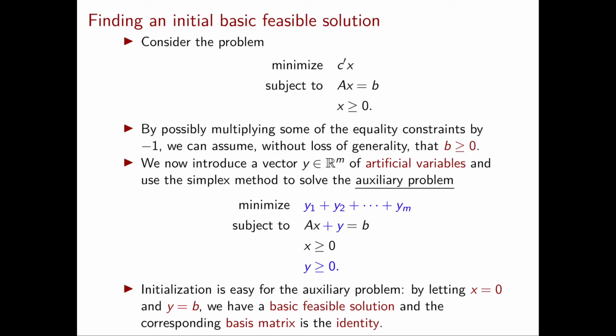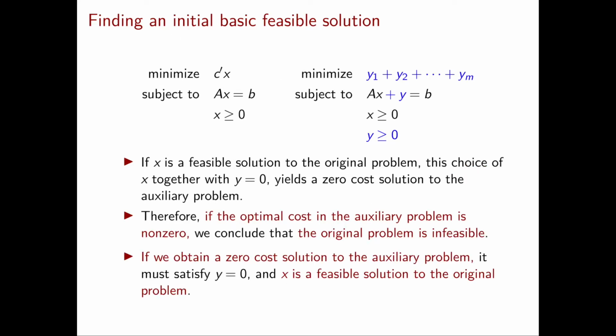At this point, the connection between the original problem and the auxiliary problem is unclear. However, what is clear is that, similarly to the special case that we considered one slide ago, also here it's very simple to obtain a basic feasible solution for the auxiliary problem. Everything we have to do is set x equal to 0 and y equal to b. Also in this case, the corresponding basis matrix is the identity. In this slide, I have written again my original problem on the left and the auxiliary problem on the right. Remember that our task is to find a basic feasible solution to the original problem, and what I just told you is that we're able to find easily a basic feasible solution to the auxiliary problem.